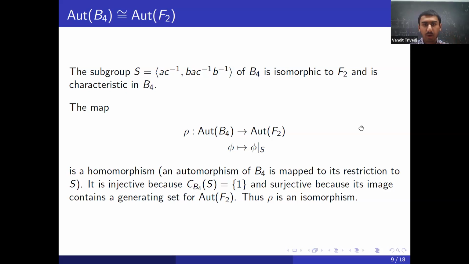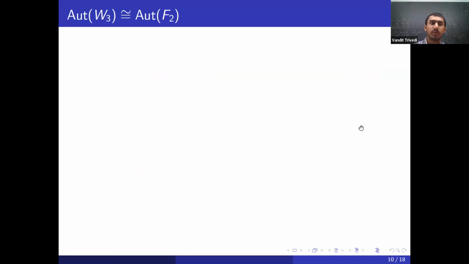And it takes a bit of work to see that the map is injective, which is why what I will show in a second is kind of useful, constructing an inverse. But the key is that the centralizer of this subgroup is trivial in B4, and so we get this isomorphism. The other isomorphism is exactly the same.